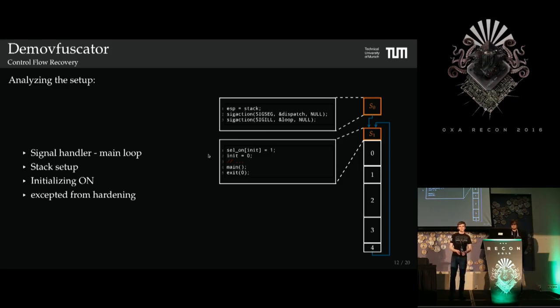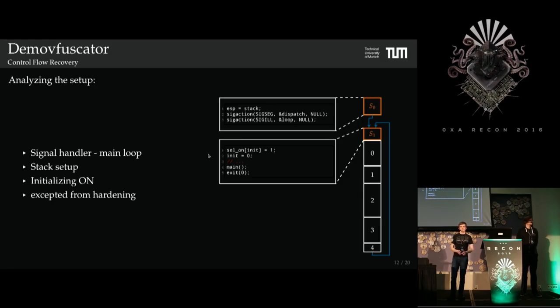And as you see, the on variable will be initialized here in the first statement. As selector at place init will be set to 1, and init is a variable that is statically set to 1 in the image of the binary, and after that init is set to 0. That makes sure that this basic block will only be executed once when the binary is first started, and then it calls main and exits. It's just setting up the execution of the other basic blocks.